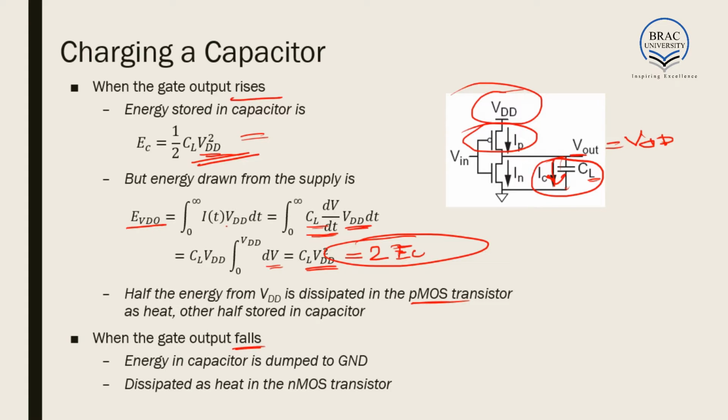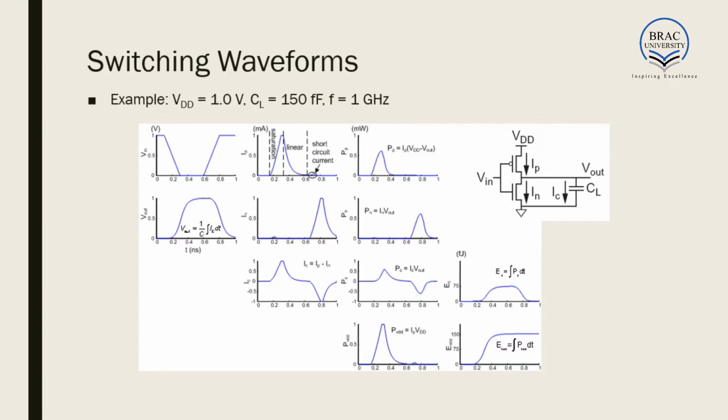When the output falls, this NMOS becomes active. Since this NMOS is on, the capacitor discharges through the NMOS and all the energy in the capacitor is dumped to the ground. As a result, the energy is dissipated as heat in the NMOS transistor. That is, when the output rises, half of the energy is stored in the capacitor, the other half is dissipated in the PMOS. When the output falls, the half of the energy that was stored in the capacitor gets dissipated into the NMOS. That is, of the total energy of the circuit, half is being consumed by the PMOS and the other half is being consumed by the NMOS.